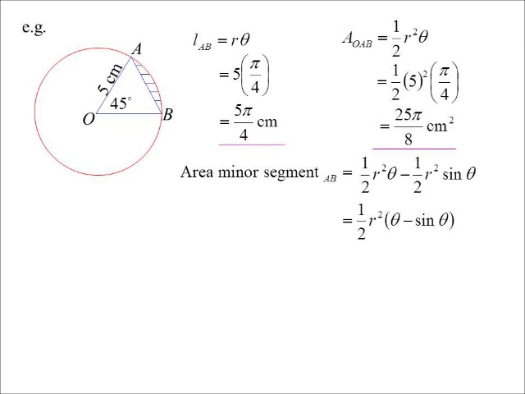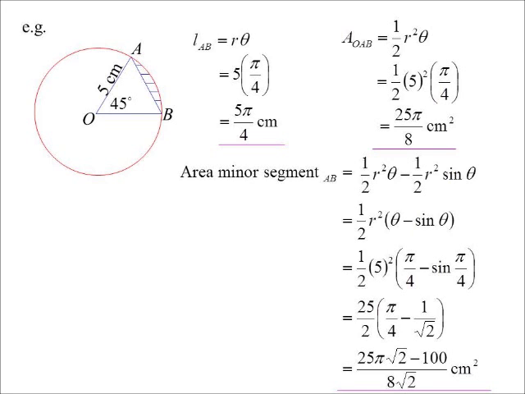So if I want to create a formula, there's the area of the sector, half r squared theta, and the triangle, I'll use my sine rule for the triangle, half AB sine C, which in this case would be a half r times r sine of theta. And so if I substitute into that one, there we go. And you probably guessed that answer anyway. Yeah, it's 25 pi root 2 minus 100 all divided by 8 root 2 centimetres squared.